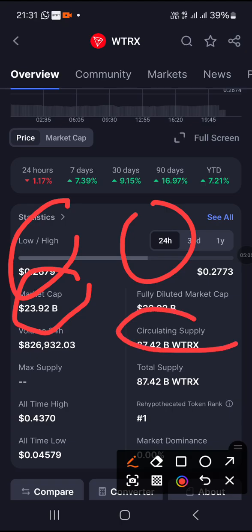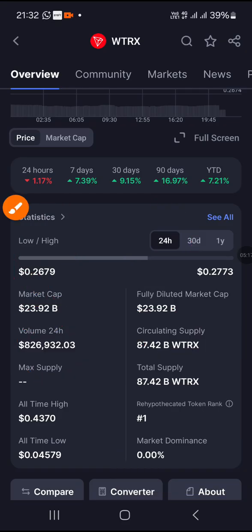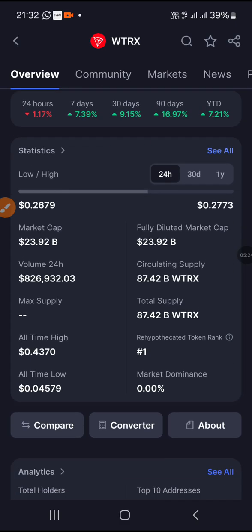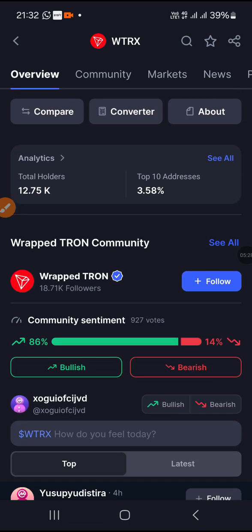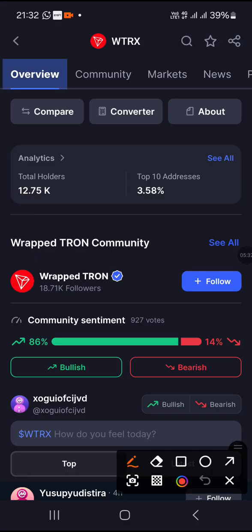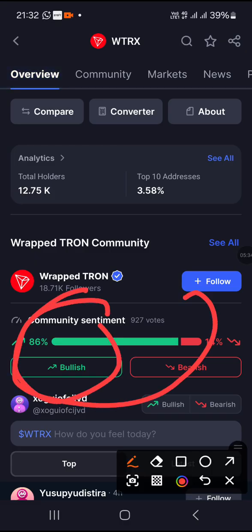Its circulated supply was over 87 billion of this WTRX. The 24 hours volume was over $226 million. You can look at that. Okay, look at it carefully and see. The most important thing is that it is very bullish. Very bullish.